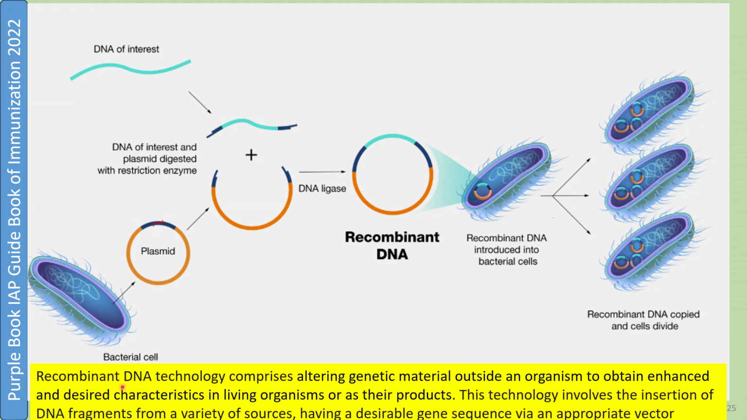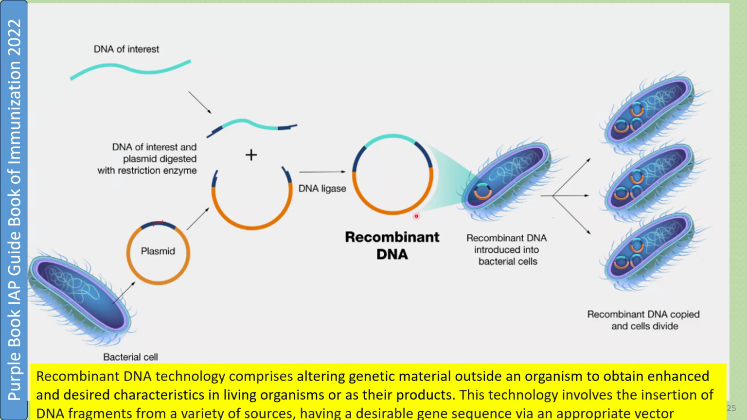Recombinant DNA technology is altering the genetic material outside the organism to obtain, enhance, and decide characteristics in the living organism or their product. It involves the insertion of DNA fragments from a variety of sources having a desirable gene sequence via an appropriate vector. This is a bacterial wall, this is a plasmid, the DNA of interest, you understand. DNA of interest, plasmid, digestion, recombinant DNA. This is called the recombinant DNA.